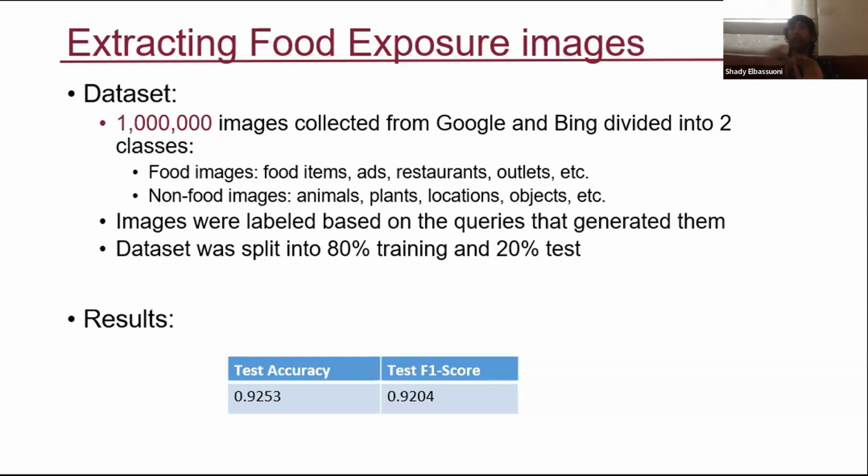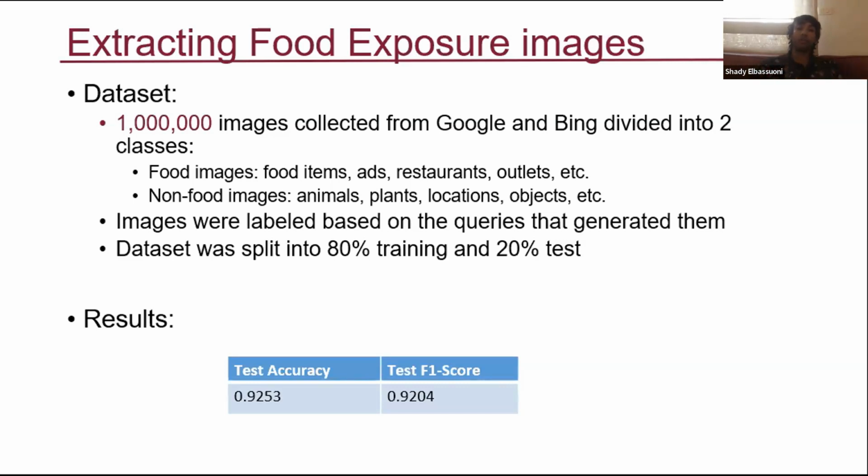And these queries were really chosen so that they reflect our context. So, things like food items, advertisements, and restaurants in Tunisia and Lebanon. And we crawled this by looking at food recommender systems like Yelp and so on. And then for the other class, we used, again, similar things that we expect to see in those two countries.